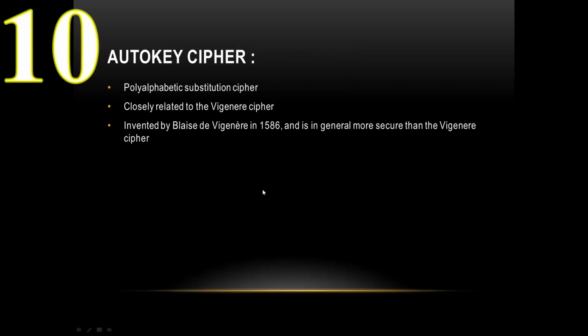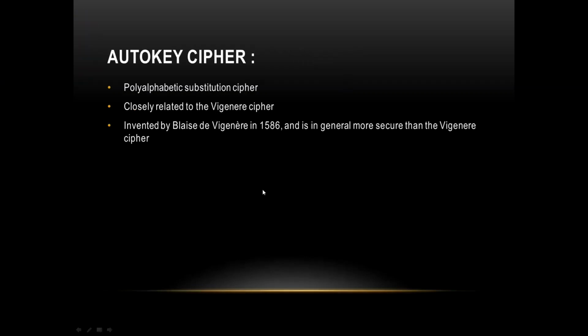And then we have the AUTOKEY cipher. It is actually a polyalphabetic substitution cipher. It closely resembles the VIGENÈRE cipher, invented by Blaise de Vigenère in 1586.